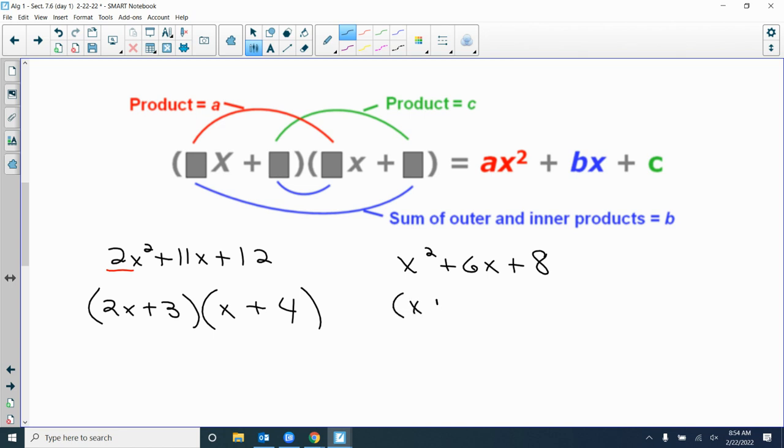This would be x plus 4 times x plus 2. 4 times 2 is 8. 4 plus 2 is 6. So we're going to have to do some trial and error to figure this out.